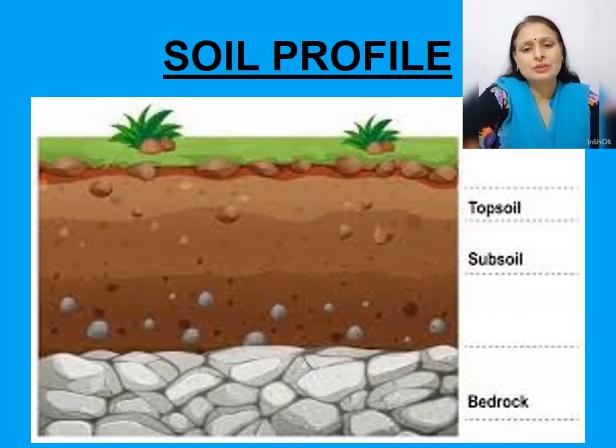Soil consists of three important layers. This is known as the soil profile. The uppermost layer is known as the topsoil. Most of the plants grow on this layer. The roots of the plants are fixed in topsoil. This layer is rich in humus.